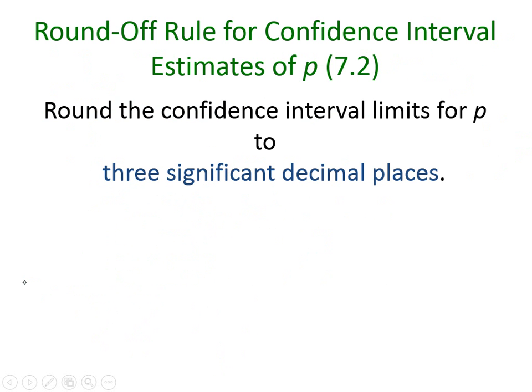All right, round-off rule, I've mentioned this one already. Round the confidence interval limits for proportions to 3 significant decimal places, and that's because when we found proportions back in Chapter 3, we rounded those to 3 significant digits. So as you deal with proportions, we're going to continue to round them to 3 significant digits.